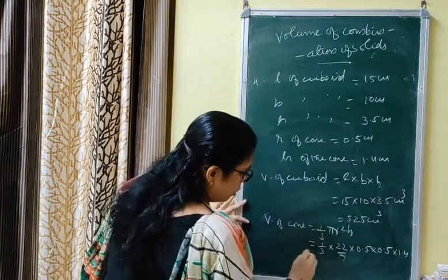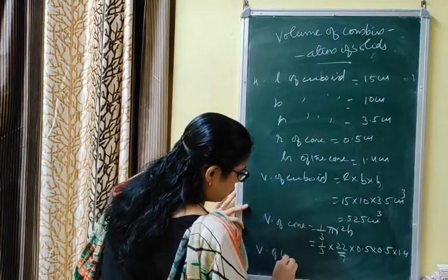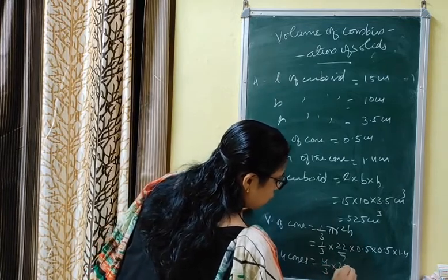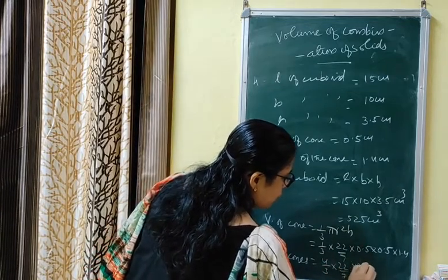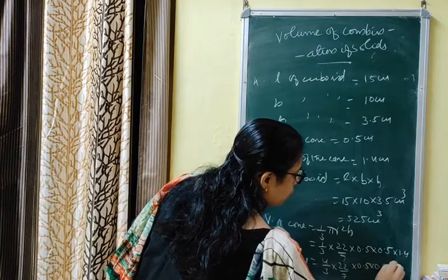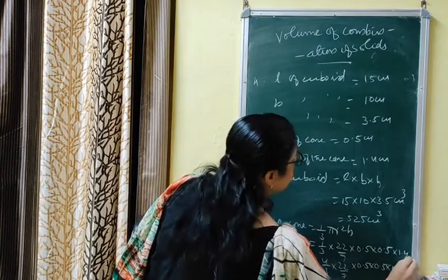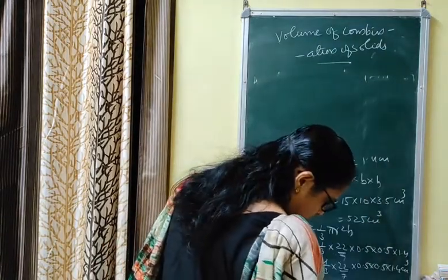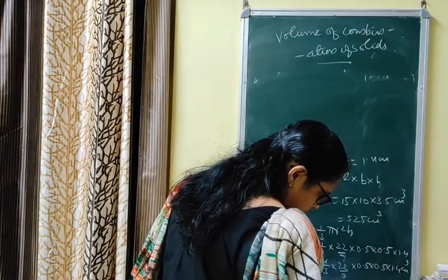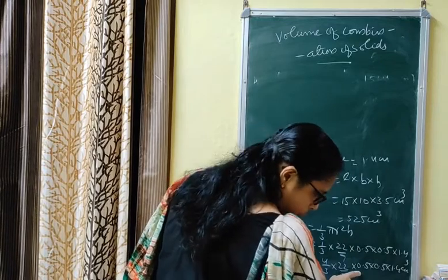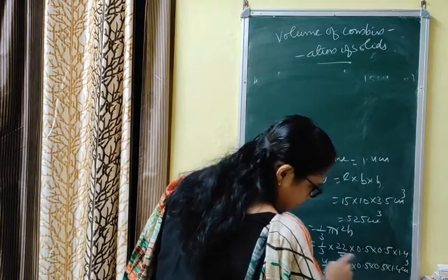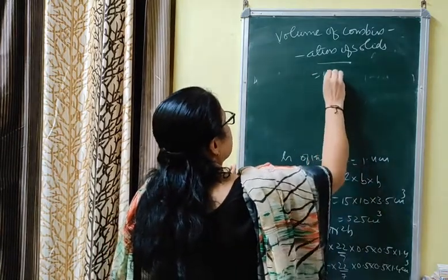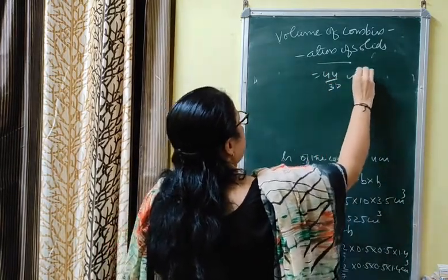Now therefore, the volume of 4 cones, total 4 cones, is 4 by 3 into 22 by 7 into 0.5 into 0.5 into 1.4 cm cube. Now if you solve this, you will get 44 by 30 cm cube. You just check it.